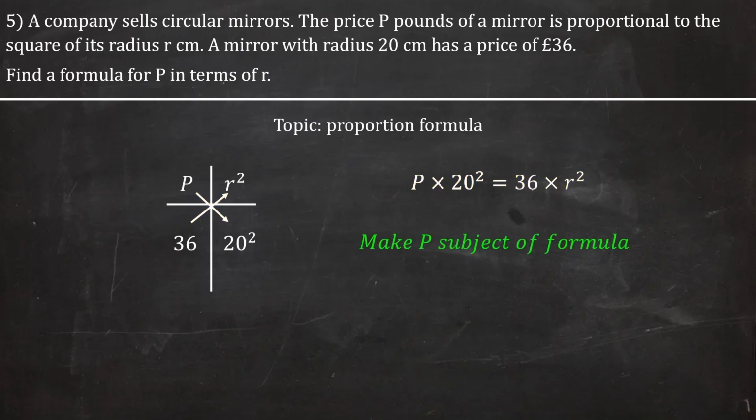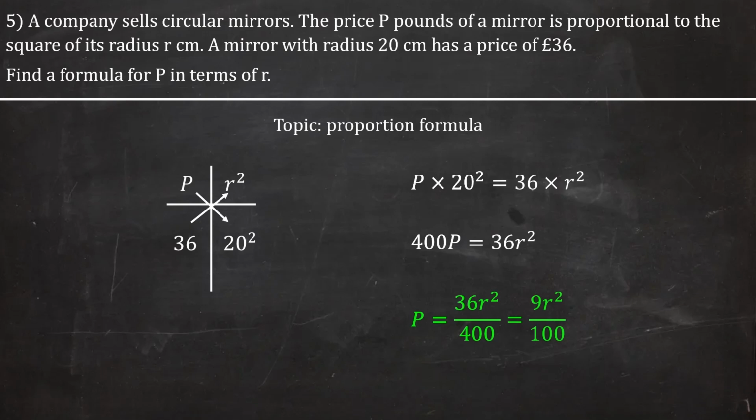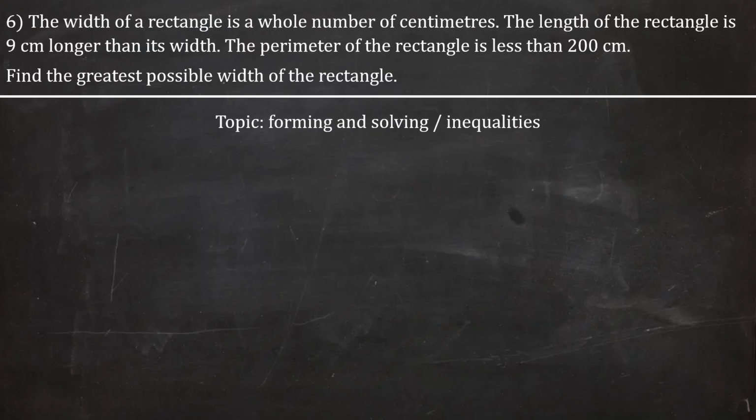From here we can make P the subject of the formula, so you're going to get 400P is 36 R squared. Divide both sides by 400, you're going to get P is 36 R squared over 400. Simplify the fraction, you can put 36 over 400 in your calculator, and your calculator is going to simplify it for you, but that's going to give you 9R squared over 100.